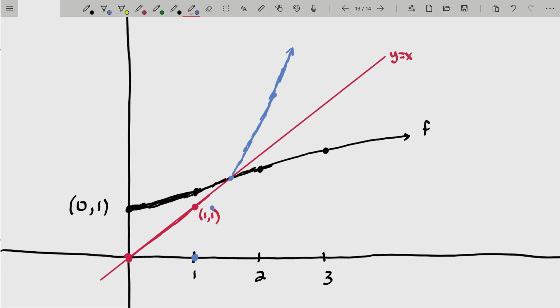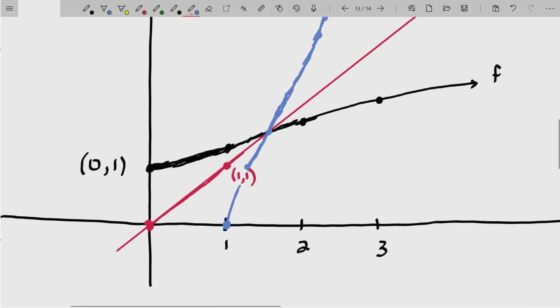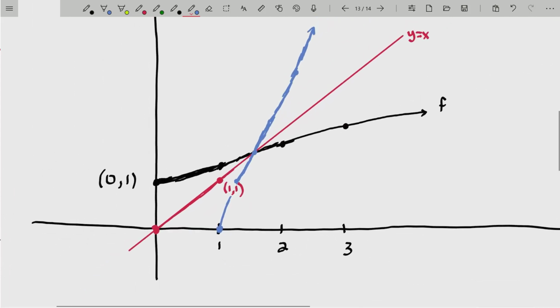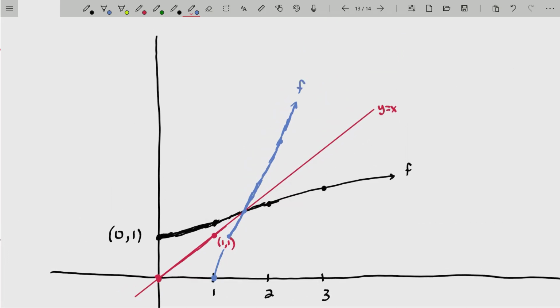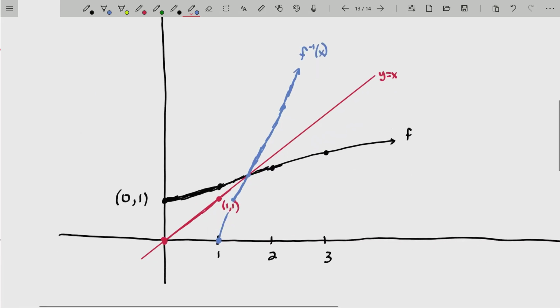So I'm going to go ahead and maybe just do that. Notice I try not to go over my point. I try to leave an open space there so I don't draw over my point. But the blue graph would be the graph of f inverse of x. That's a nice way to graph inverse functions.